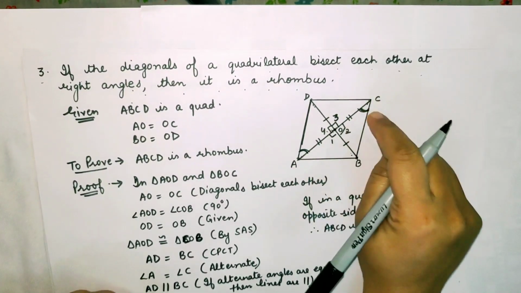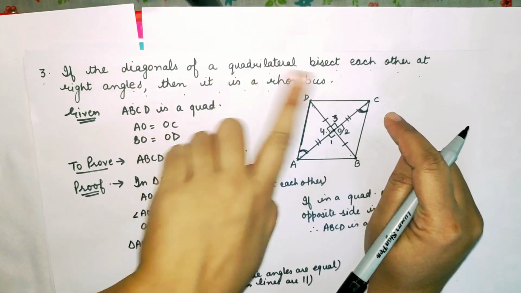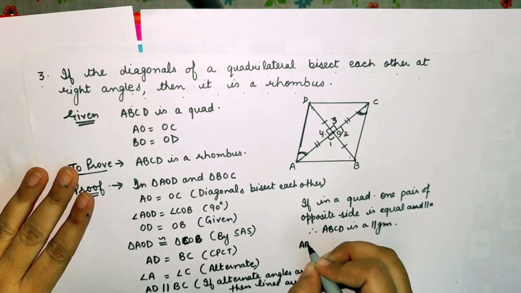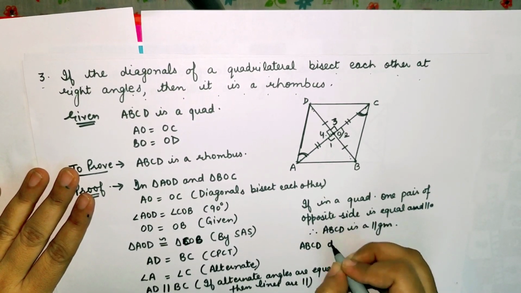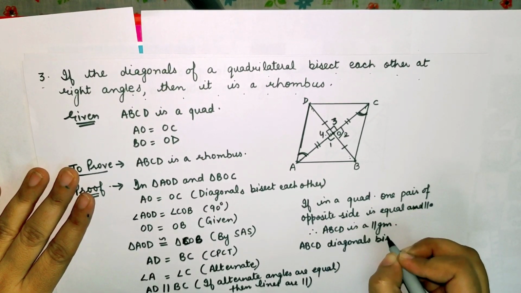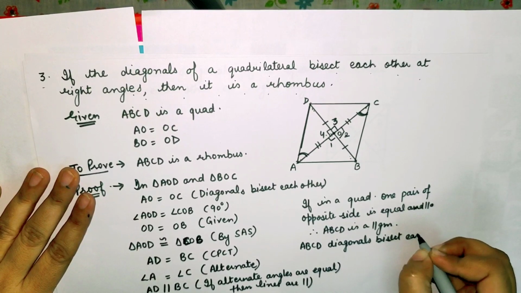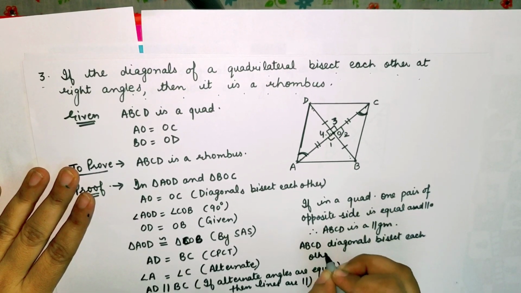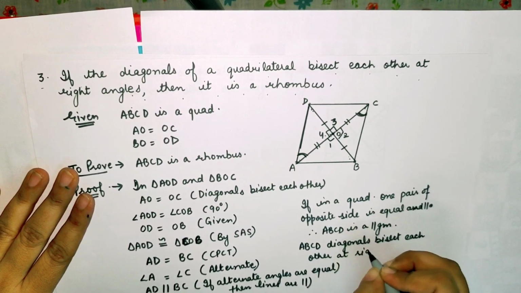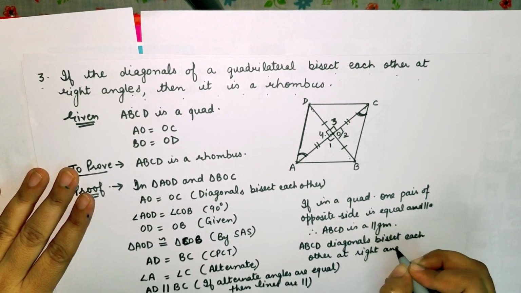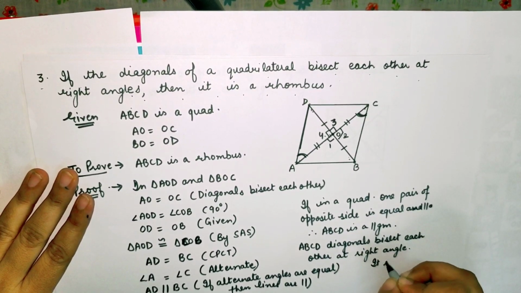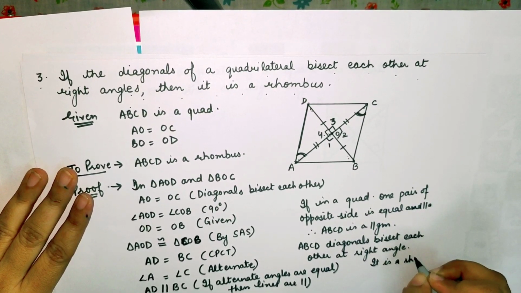Now in a parallelogram, diagonals bisect each other at right angle. In a parallelogram ABCD, diagonals bisect each other at 90 degrees. Then we say that it is a rhombus. Hence proved.